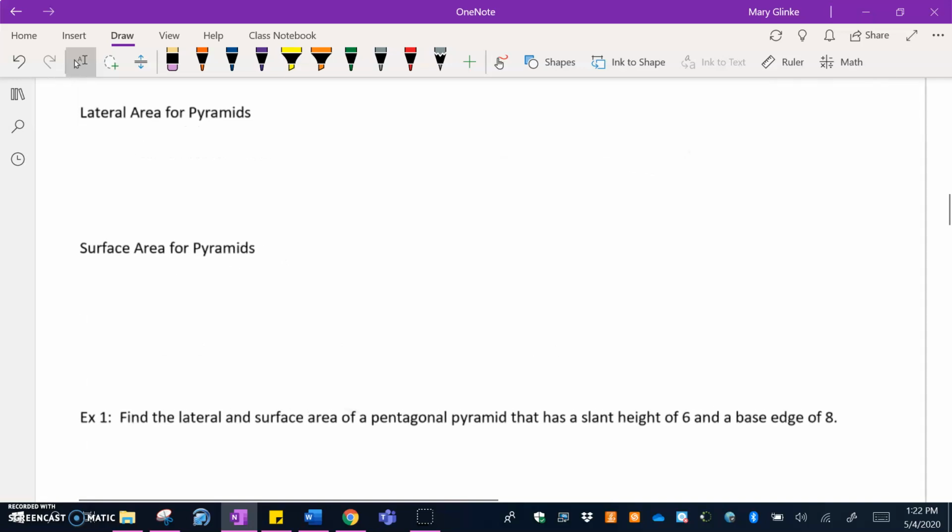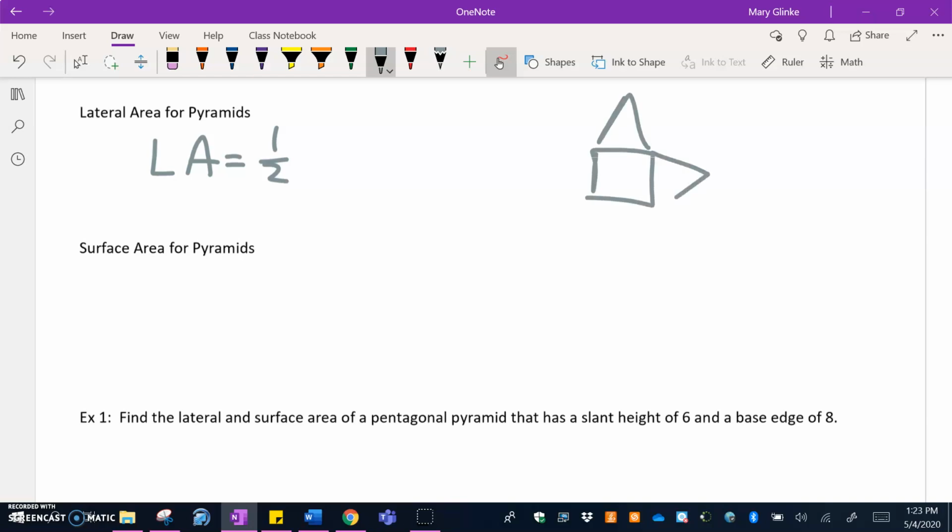Since they are all triangles, the lateral area formula is going to end up being 1/2 the base times the height. Imagine that this was your shape here. We're going to look at a square pyramid. The lateral faces are all of these ones. All of these are triangles.